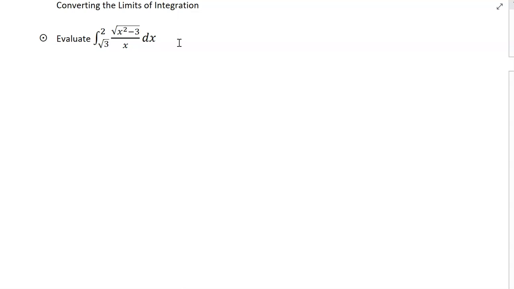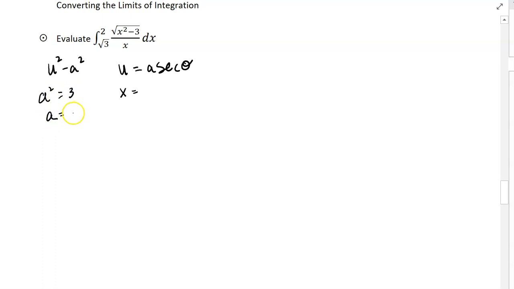Now this one happens to be in the u squared minus a squared format, which means that we want to use u equals a secant of theta. So in this case, we'll have x equals, and be careful with this, remember this is a squared. So if a squared equals 3, then a is the square root of 3. So we'll have x equals the square root of 3 times the secant of theta. So just like always, I want to go ahead and divide to where I just have secant theta on one side, x over the square root of 3.